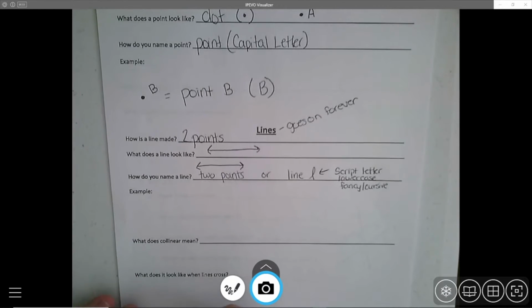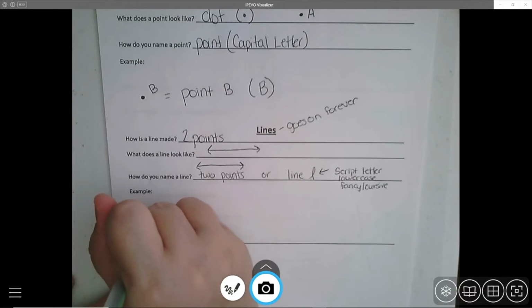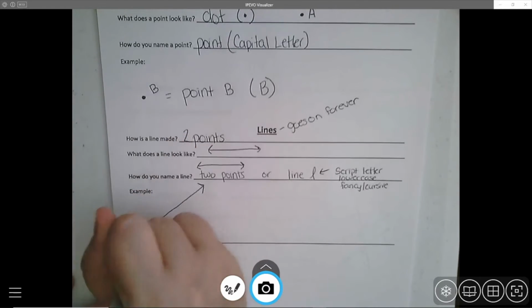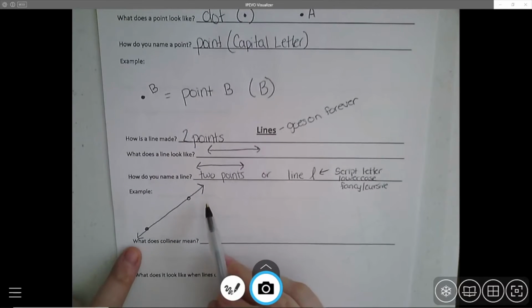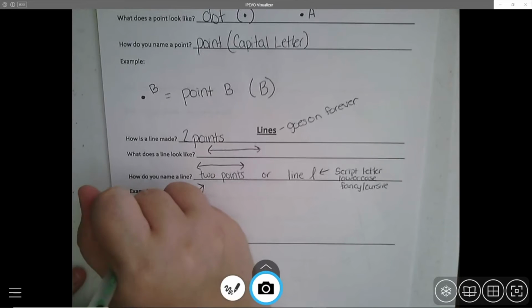So let's look here at an example of naming both ways. First off, I know that this is a line because it has arrows on both sides. I'm going to put in here points.